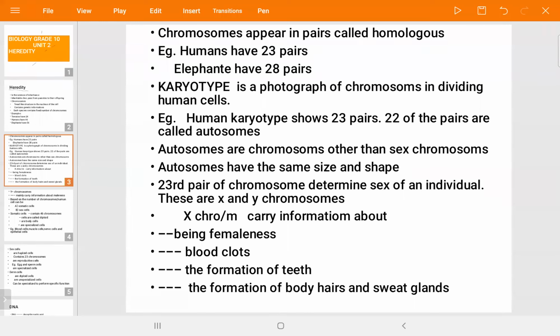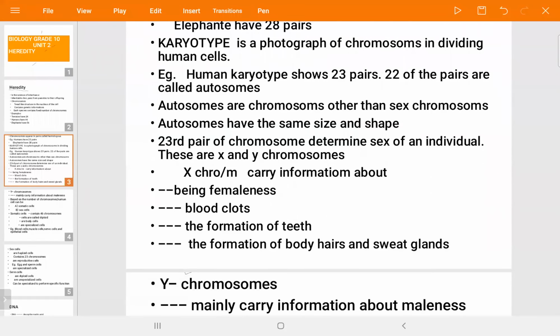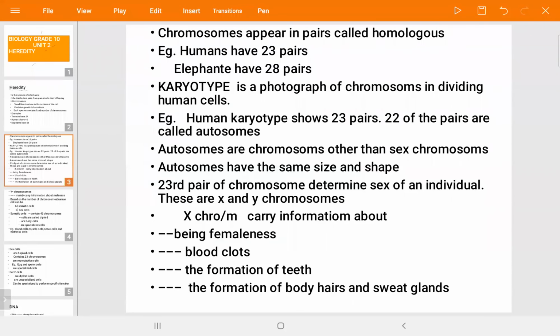But this is not true in the case of sex chromosomes. We're talking about autosomes, autosomal chromosomes. Autosomes, as I said, are chromosomes other than sex chromosomes. Autosomes have the same size and shape. They carry the same genetic information.